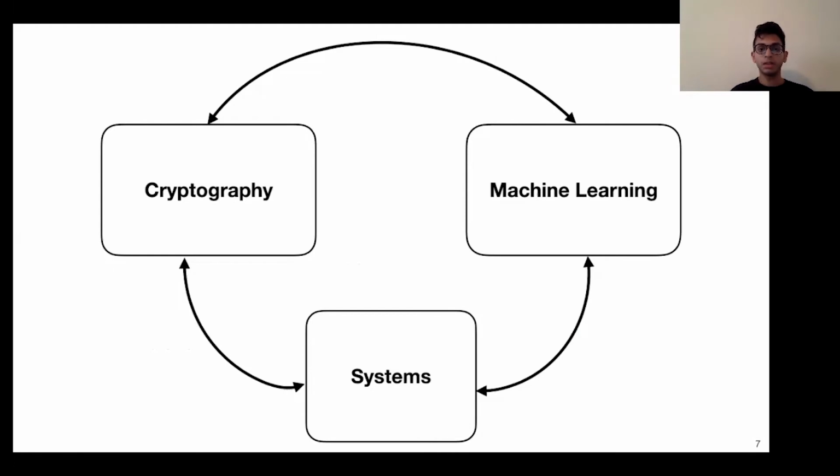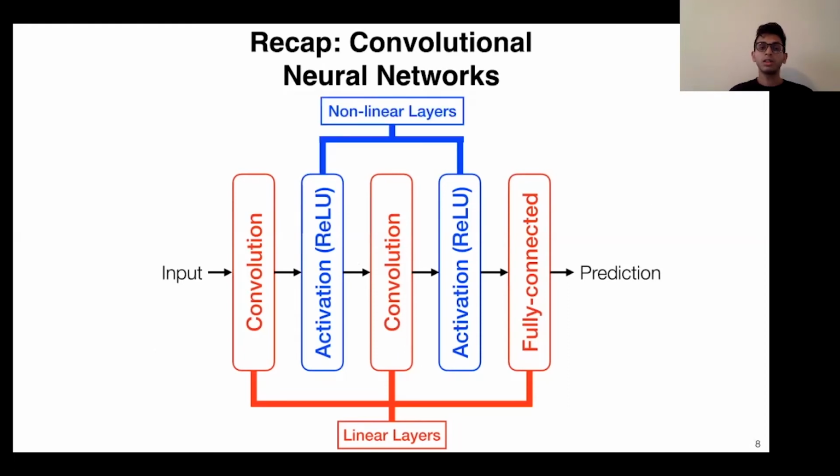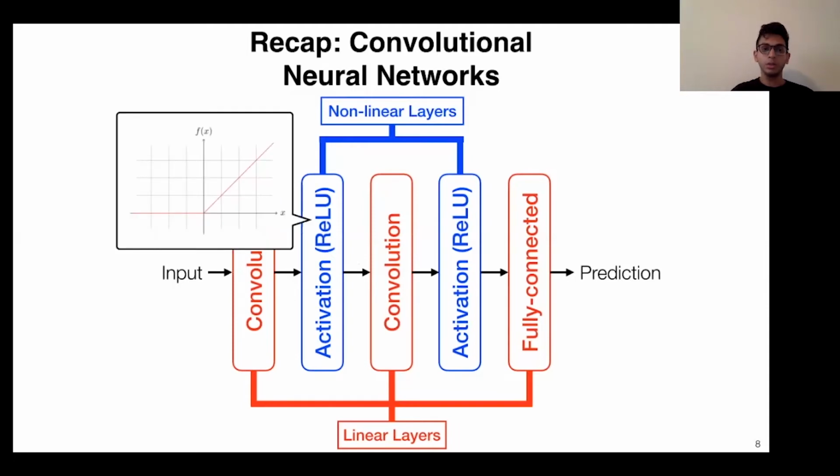Okay, so let's see how Delphi works. We'll start with a quick recap of what convolutional neural networks are. These are neural networks consisting of alternating linear and nonlinear layers. Linear layers consist of, for example, convolutions and fully connected layers, whereas nonlinear layers consist of activation functions such as ReLU, which is 0 when the input is less than 0, and the identity function when the input is greater than 0. To evaluate a CNN, you proceed layer by layer until you reach the prediction.